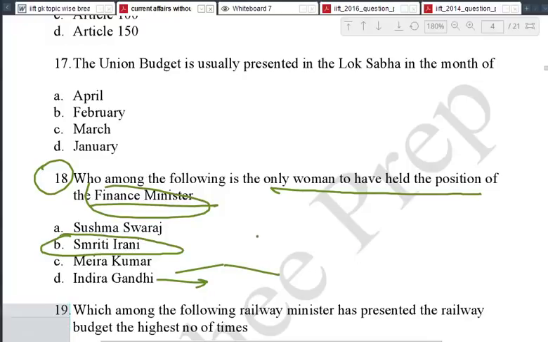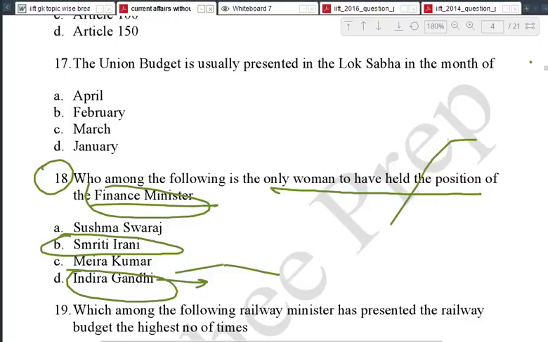So all possible portfolios have been handled by Indira Gandhi. She is the all-rounder. Are you getting my point? So Indira Gandhi is the answer. She could be the first in many things. Yes, she has been the defense minister as well, and I think there is one question I have designed on the defense minister.